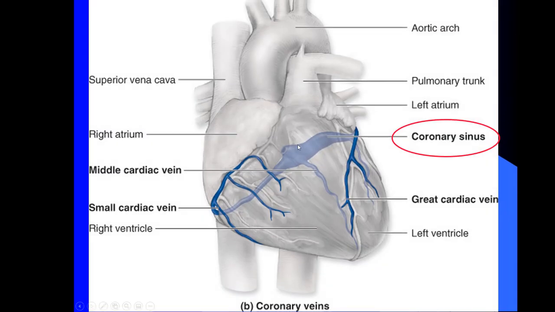So here's a picture of the coronary sinus, and you can see there are other coronary veins that drain the deoxygenated blood away from the cardiac muscle. But here's the coronary sinus, which is going to empty into the right atrium.